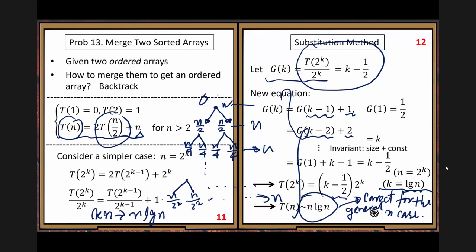Okay? All right. Next, I want to show you the best case efficiency. How to see the best case efficiency for the merge sort.